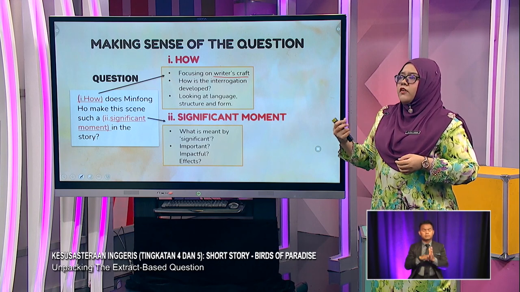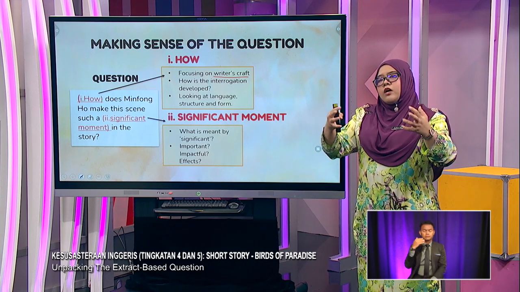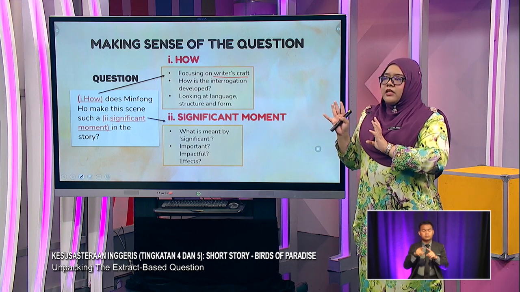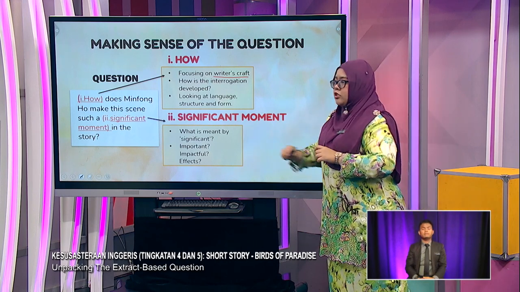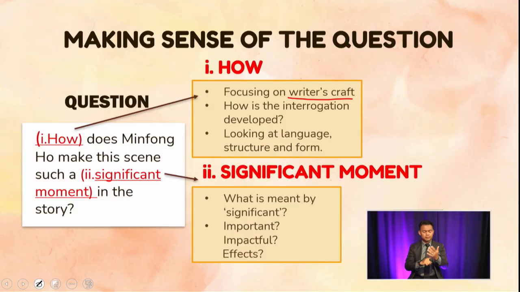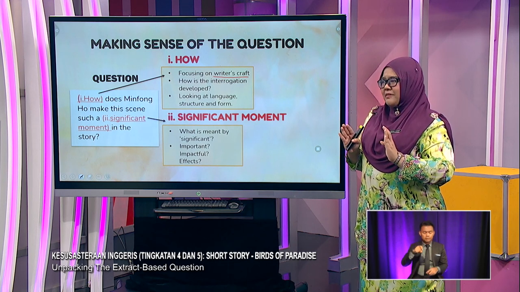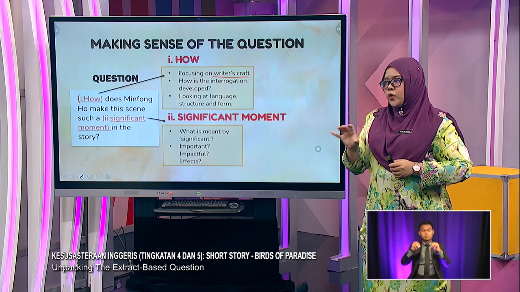Next one, we want to know significant moment. You have all the evidence, but how does it relate to the word significant? Significant has many, many kinds of meanings. So you have important: how is this scene important in the story? What does it contribute? Then you have impactful: how does this passage impact the character or impact the next event? So you need to know the whole story. In this part of the analysis, we need to understand the whole story and not just the passage. Exactly. Evidence comes from the passage, but students must also understand the whole story.